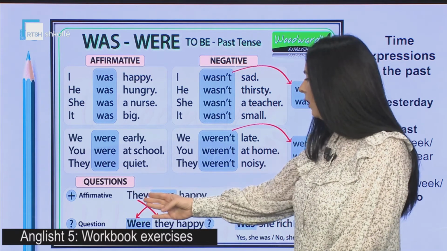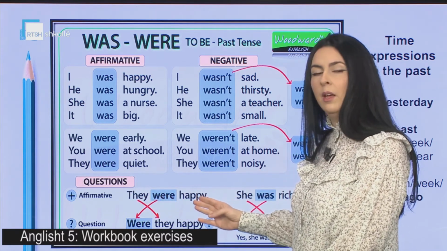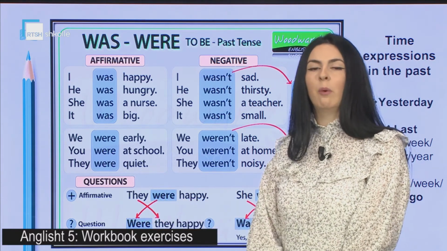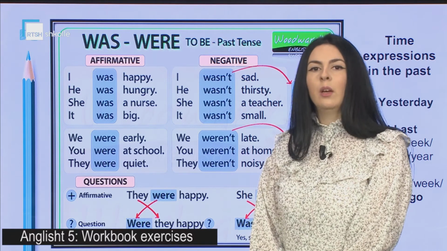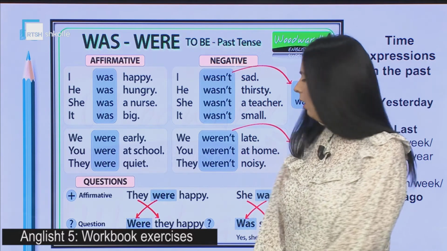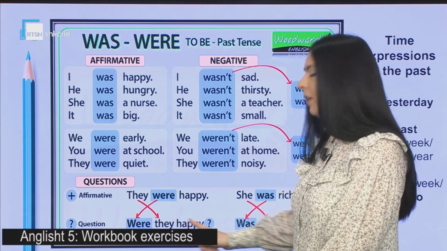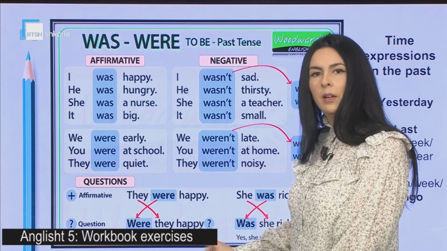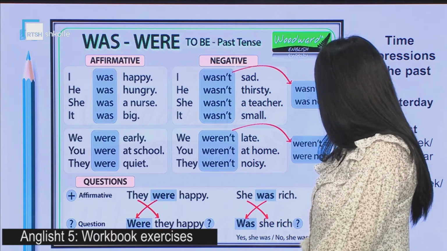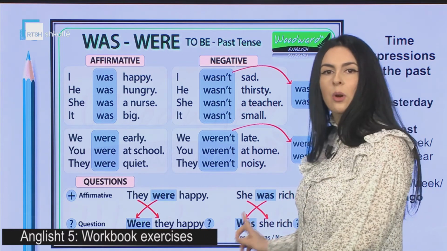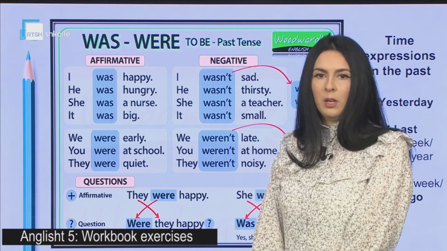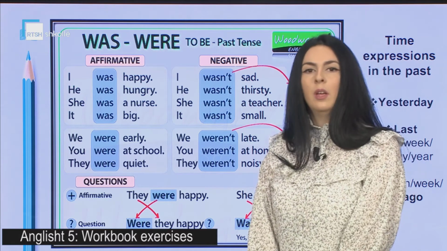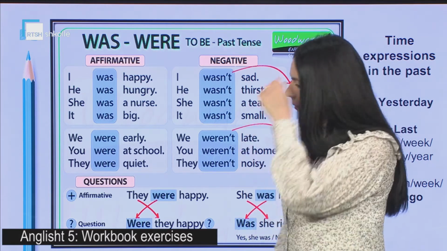Let's see also the questions. The affirmative is they were happy. What did we say last time? If we want to make the interrogative form of the verb to be, we put the verb in front of the subject. Were they happy? And we put the question mark at the end. She was rich. Was she rich? It is the same process, so we put the verb at the beginning of the sentence.